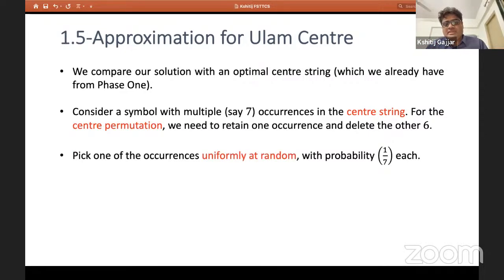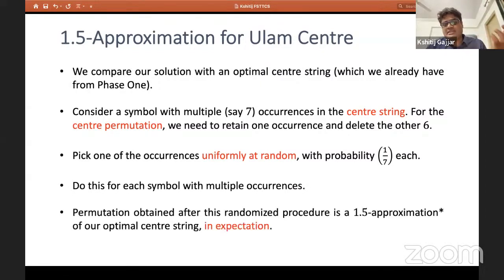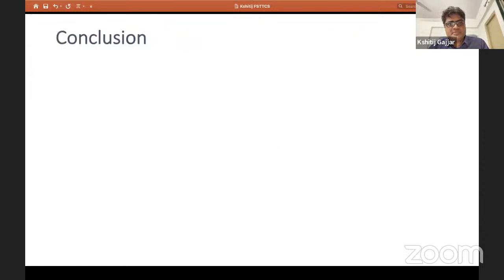So what we do is we just pick one of the occurrences uniformly at random, with equal probability. And we do this for each symbol that has multiple occurrences. So we create a permutation by this randomized process. And it turns out that the permutation we obtain after this is a 1.5 approximation of the optimal center string. So the expected value is a 1.5 approximation. And there is a star over there because there's a small caveat that you need to apply a concentration bound at the end to get it up to that. But this is the basic idea behind it.